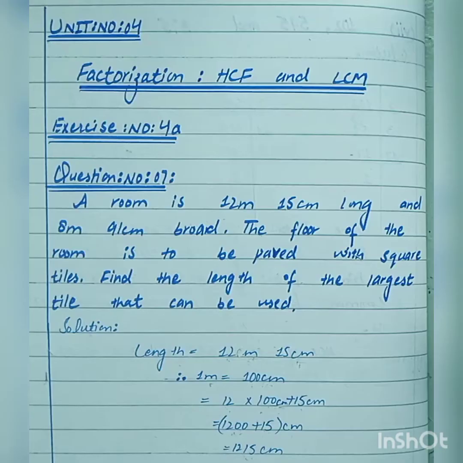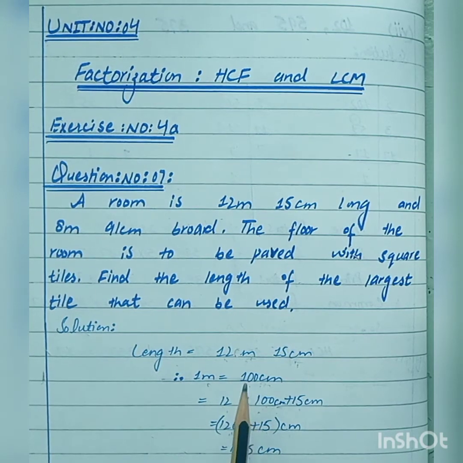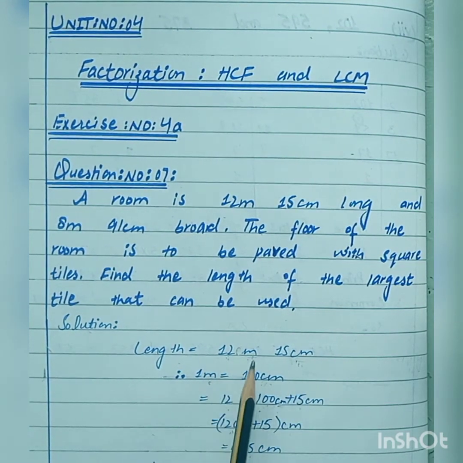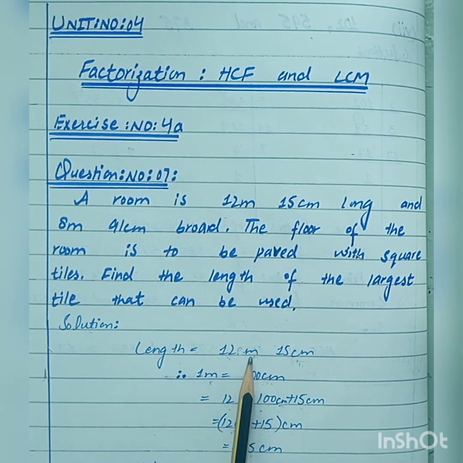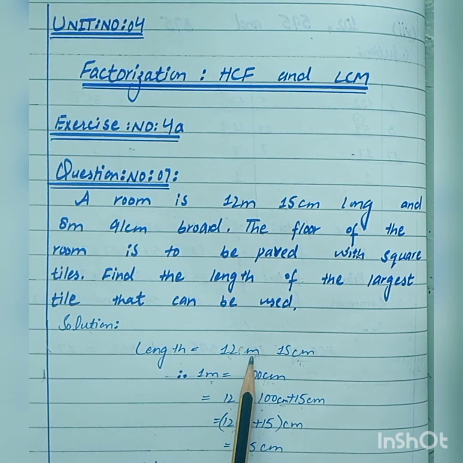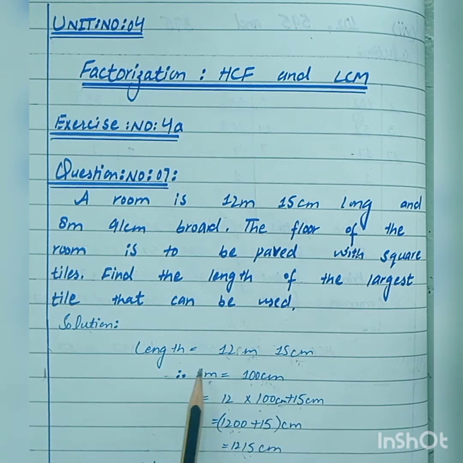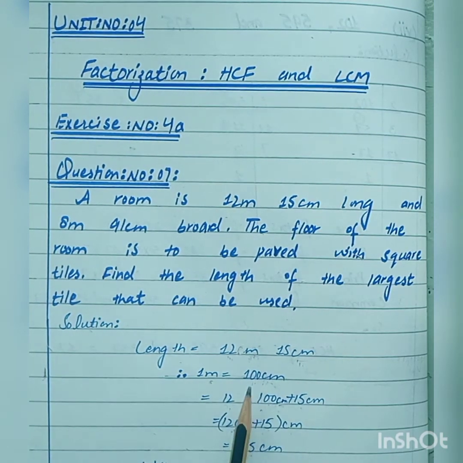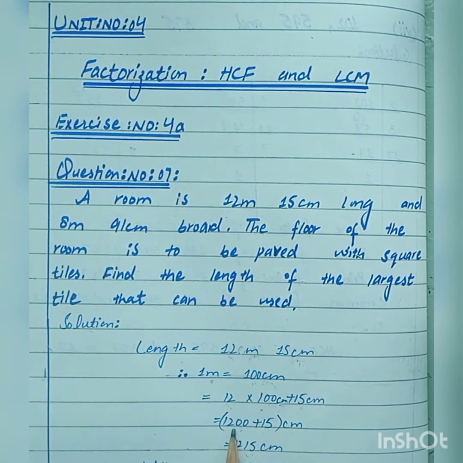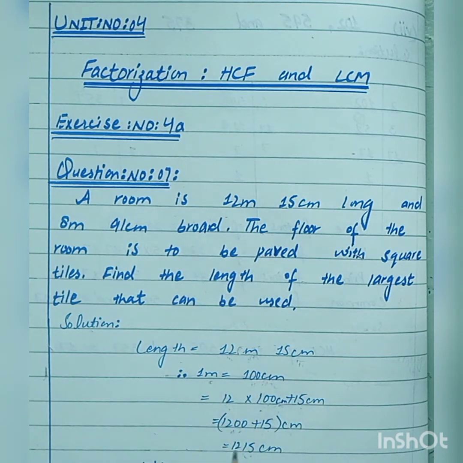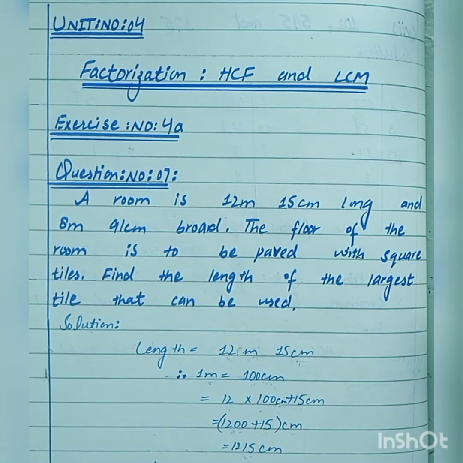You have to find the length of the largest tile that can be used for paving the floor of the room. The given length of the room is 12 meter 15 centimeter, where 12 is in meters. So firstly you have to convert this meter into centimeter. As you know, students, 1 meter is equal to 100 centimeters. Then multiply 12 with 100. 12 into 100 is equal to 1200. Then we will get the length in centimeters. 1200 plus 15 is equal to 1215.